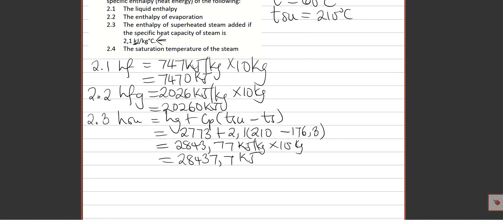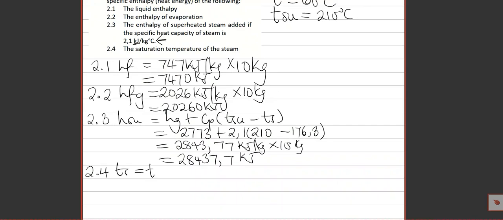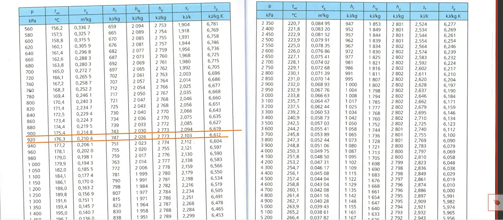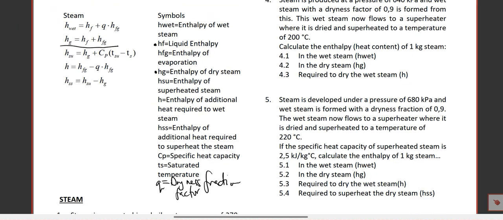Last question says calculate the saturation temperature of the steam. 2.4. Our TS, we found it in the previous question, 176.3. So you just substitute it as is. Our TS is measured in degrees Celsius. So 176.3 degrees Celsius, and you are done. So this is just a basic question for steam.